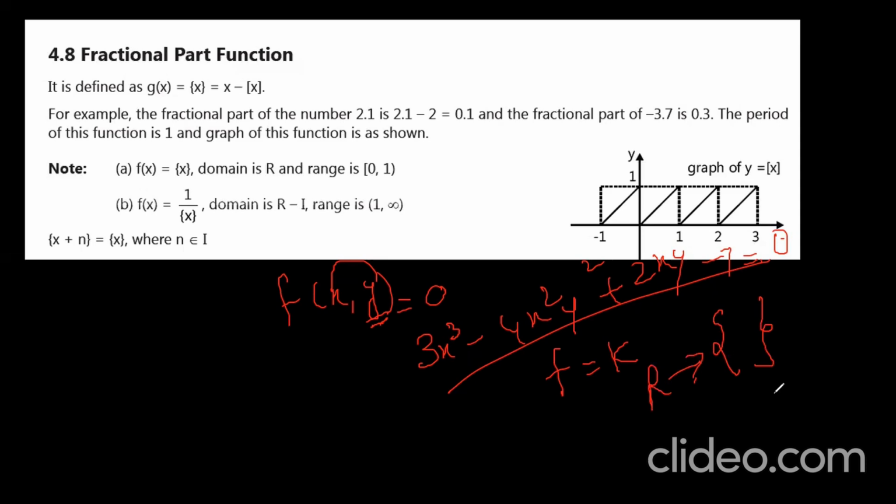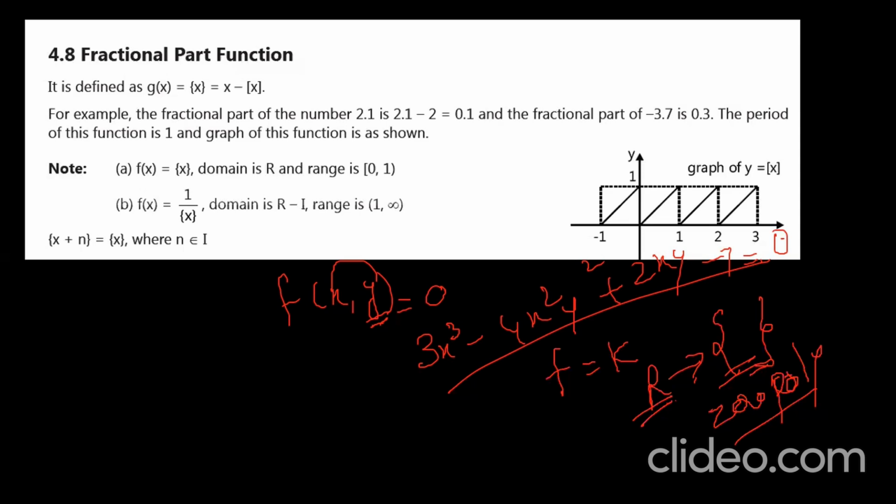And constant function is a zero polynomial. Can I call that zero polynomial? So zero polynomial function has range singleton set. Got it? So these are the different types of functions. So observe the different functions clearly one by one.